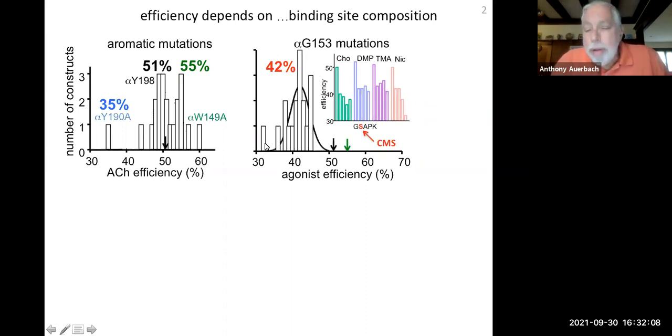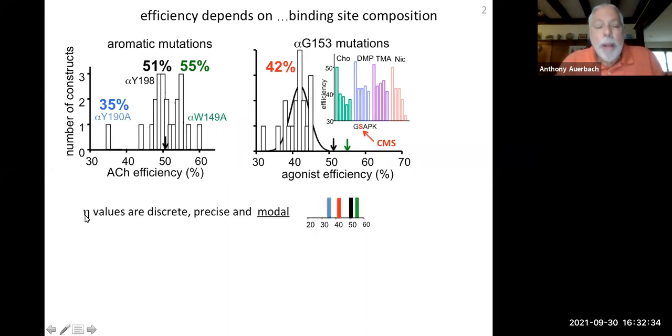So we know these numbers. We should know these numbers by now: 51, 55, 42, 35. We've seen these before. These are the 4 categories that we defined in wild type. So when you make all these mutants, you're not jumping to some intermediate, you're not going to 70% or 38% or 25%. You're jumping to one of the ones that exists in wild type receptors. So efficiency values are not only discrete and precise, they're also modal.